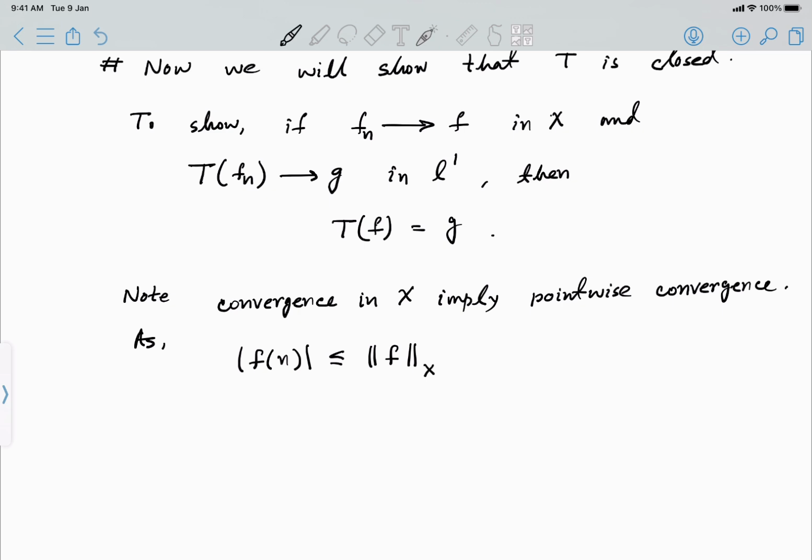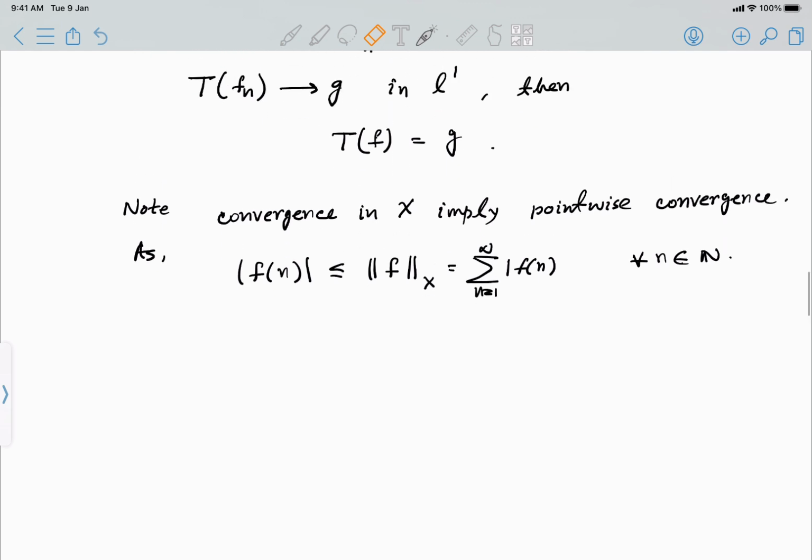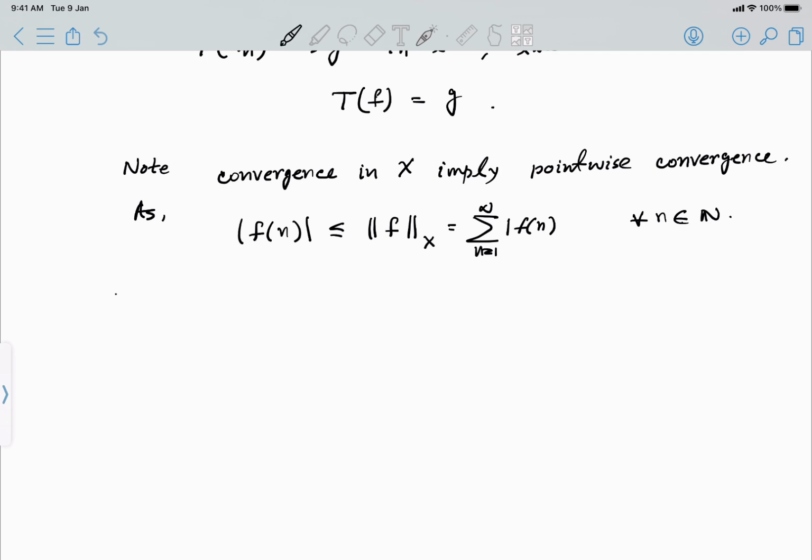So this is always true because this is the summation of Fn, right, for all n. So if something converges in the X norm, then it will converge pointwise. Okay, so convergence in X implies pointwise convergence. So now we can show that T of F equals G. So then for all m in natural numbers, what is G of m?